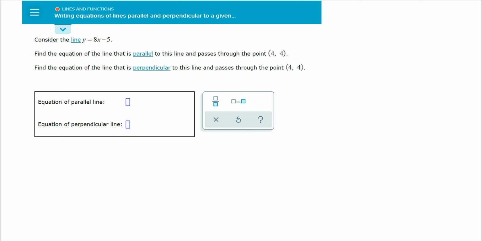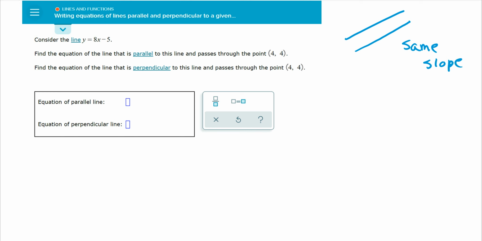Okay, we're going to write equations of lines that are parallel and perpendicular to a given line going through a point, something like that. It cut off the title. The thing you have to remember about parallel lines is they run side by side and never touch each other. And because they don't touch each other, it's because they have the same slope. Their slopes are equal to each other, all right?